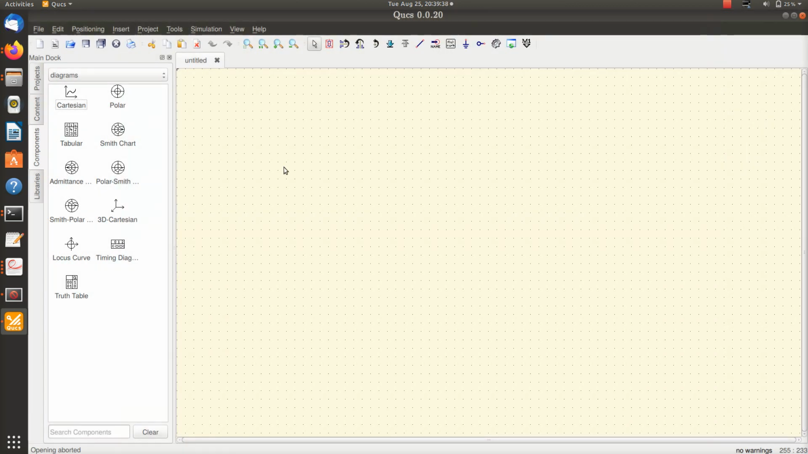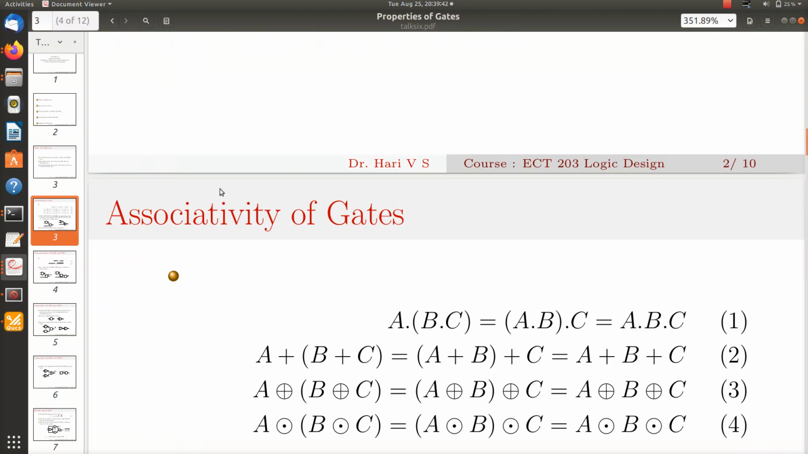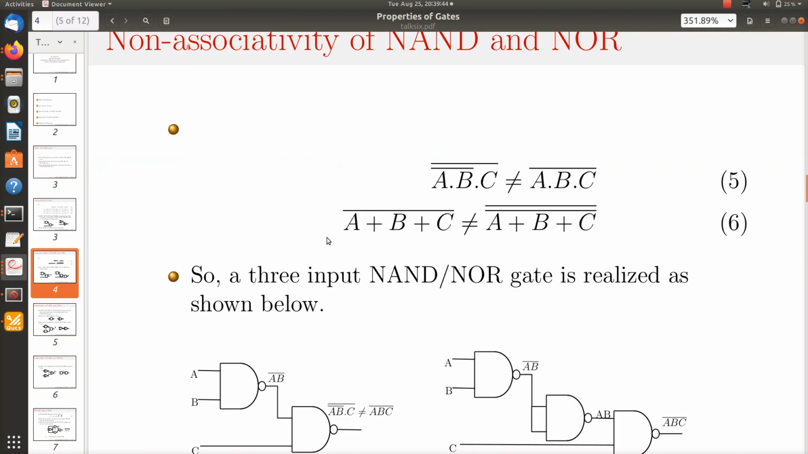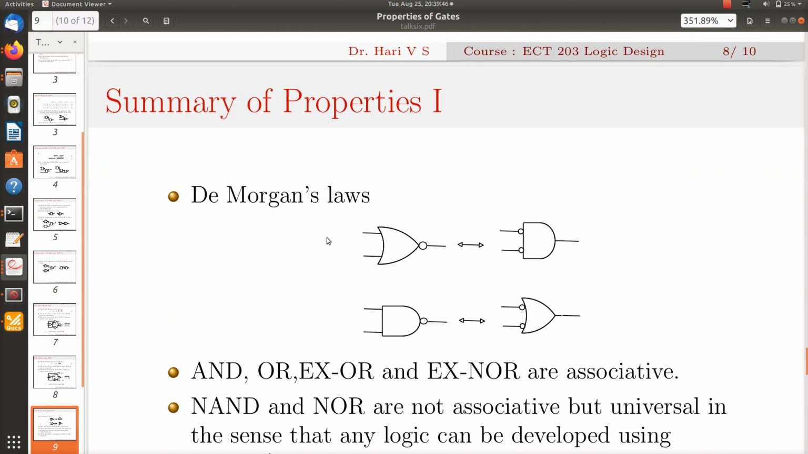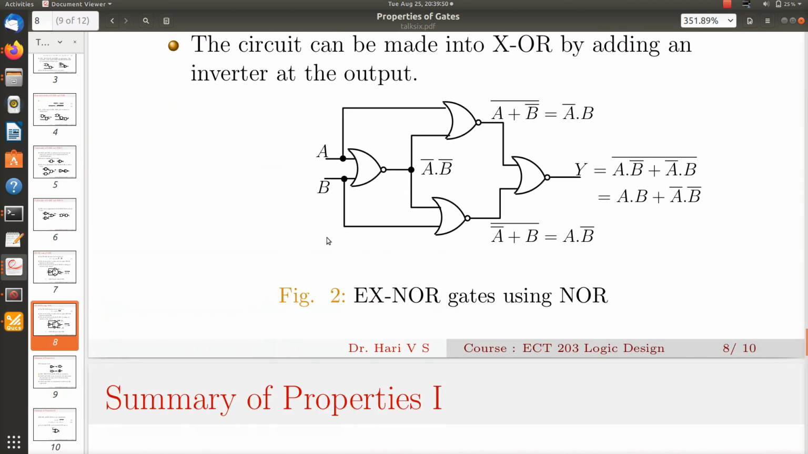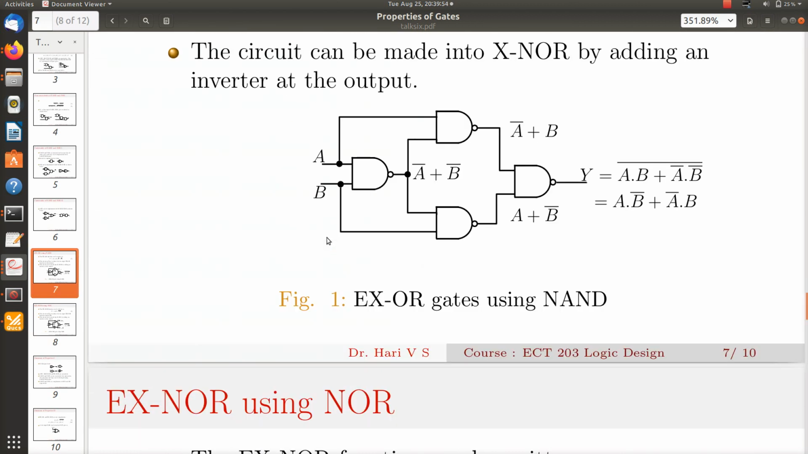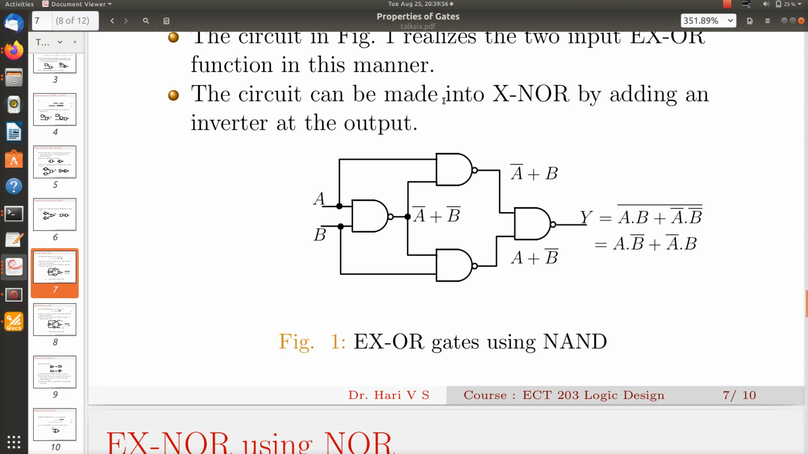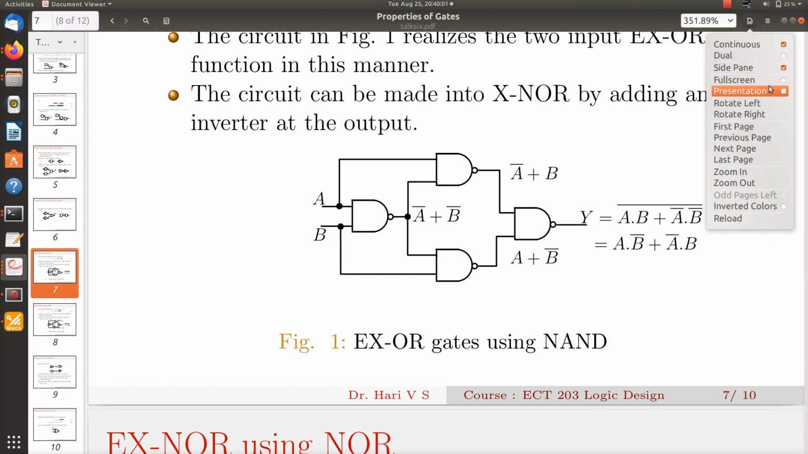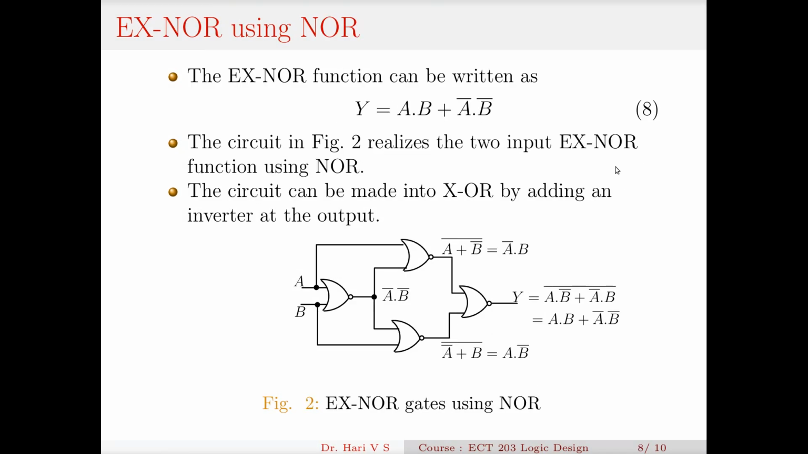Now I'll go back to my presentation. Now you have seen how an exclusive OR gate is made with a NAND. Now let us see how an XNOR gate is made with a NOR. This is XOR with a NAND. This is XNOR with a NOR.